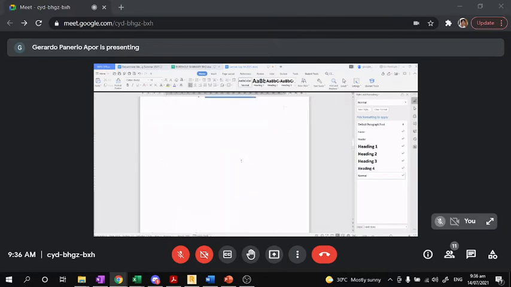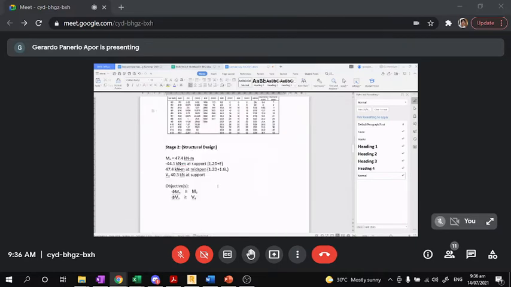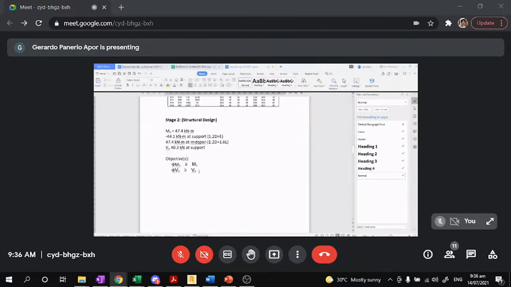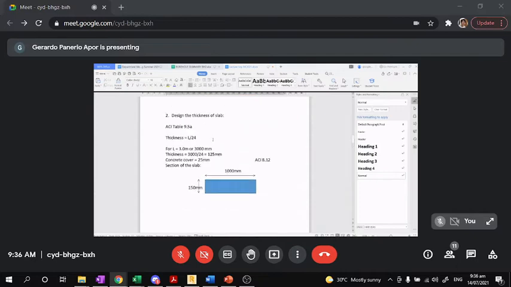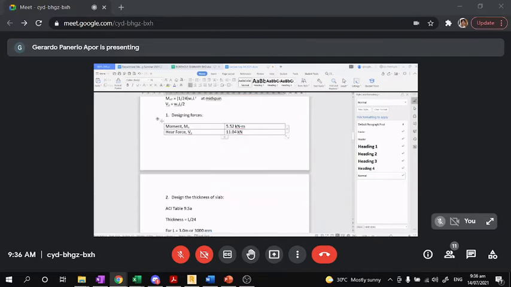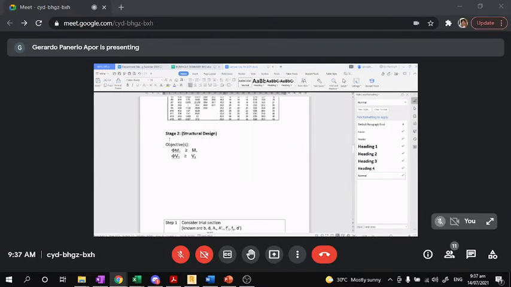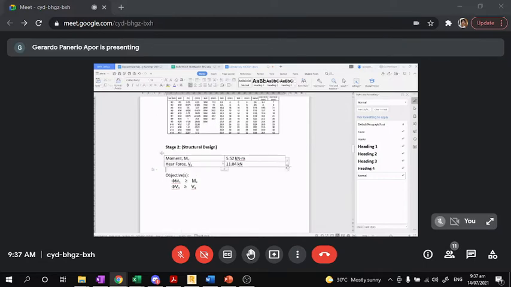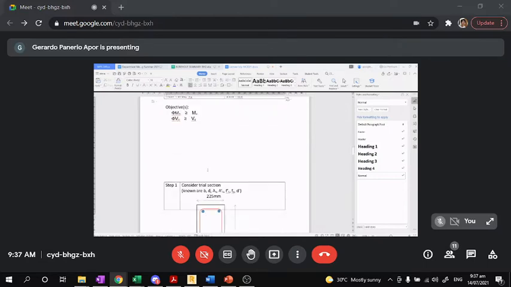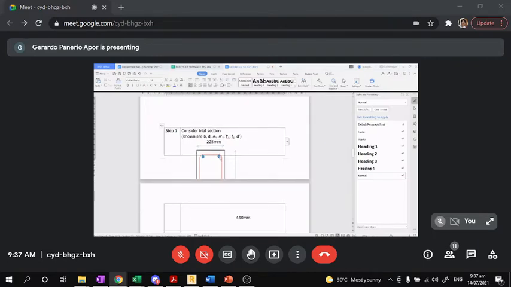So, let us go to design. Structural design. Now, our objective is to make that one. We have already the design forces. This is this one. I will copy that here. So we have already entered the structural design stage. Step one is we have already the section.